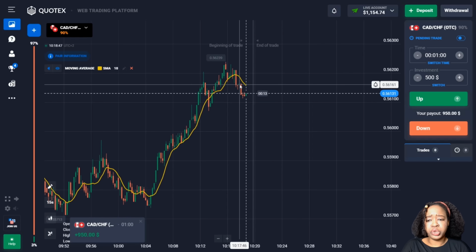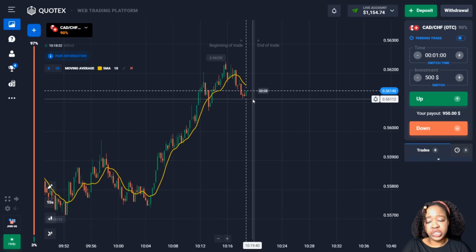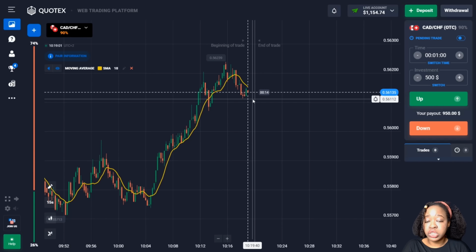Wow, this is very good. You can see the price continued to move down and I got a very good profit here. So I was able to analyze everything quite well with the help of the indicator. It showed me a reversal and I made very good profit. The time was perfect for this trade. Let me continue.